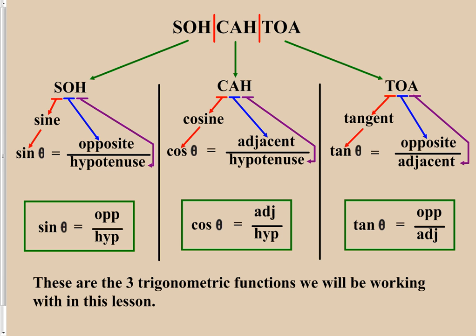In cosine's case, you have A and H. That is adjacent over hypotenuse. Tangent has O and A. That is opposite over adjacent. So SOHCAHTOA: sine is opposite over hypotenuse, cosine is adjacent over hypotenuse, and tangent is opposite over adjacent.